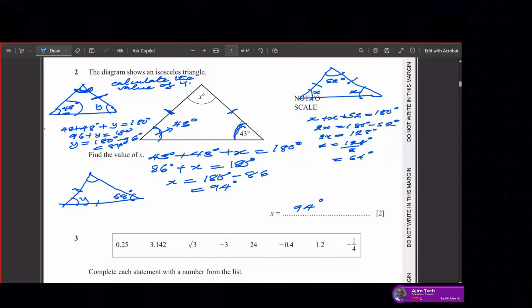Are you sure it's y? Where is this arrow facing? This one here. Which angle is it facing? I can't see your cursor. Where you're pointing at, this one here.